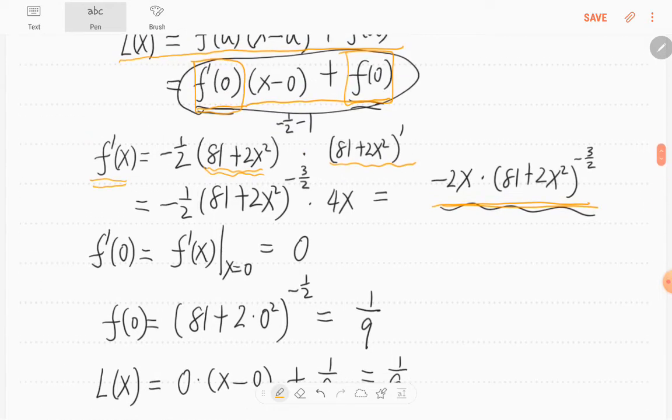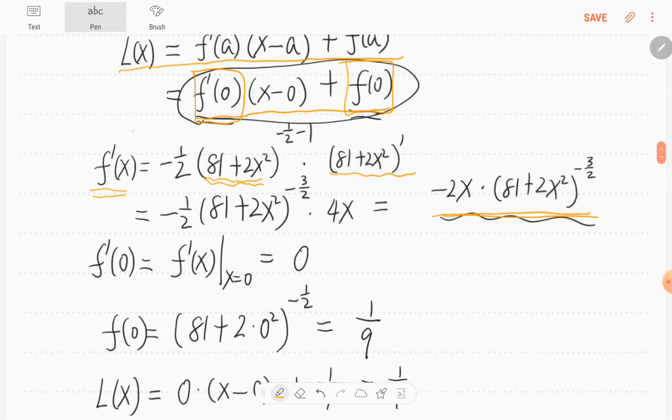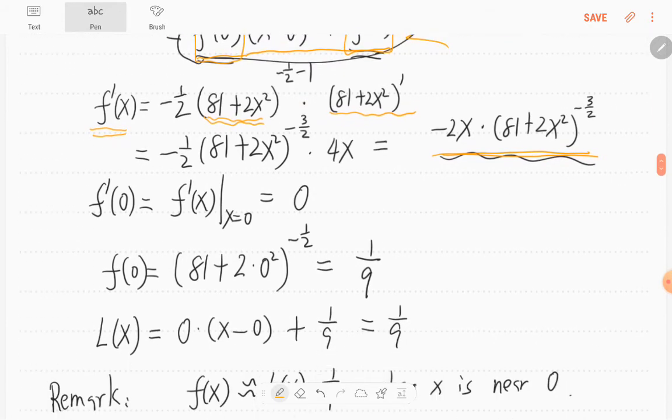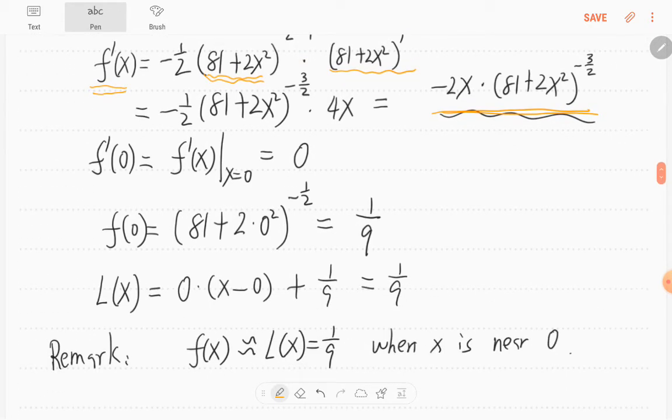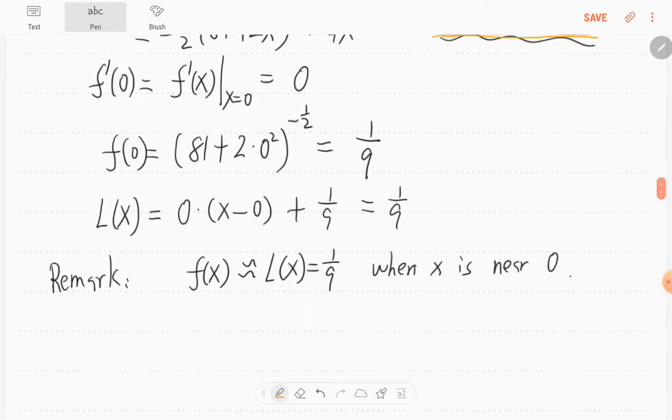Then we plug everything into the linearization, and you will get L of x equals 1/9. So this is the linearization or linear approximation. What does this result mean? This result means that f of x can be approximated by a constant function 1/9 when x is near 0.